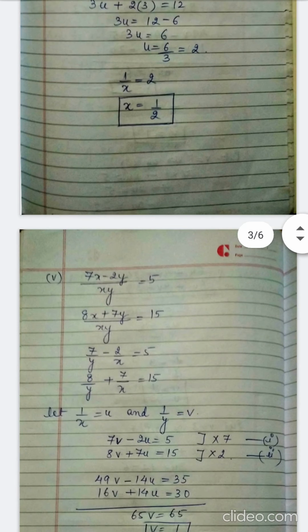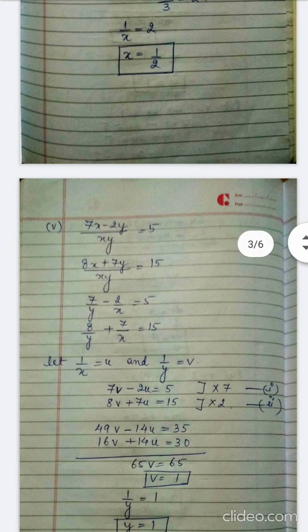Next equation, (7x minus 2y) upon xy is equal to 5 and (8x plus 7y) upon xy is equal to 15. What we have to do? We have to separate the denominators, that is 7 upon y minus 2 upon x is equal to 5 and 8 upon y plus 7 upon x is equal to 15.